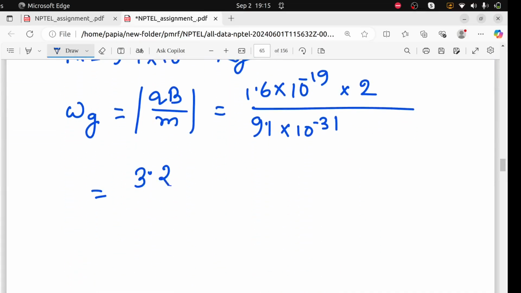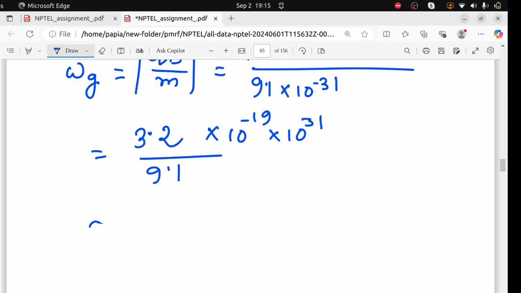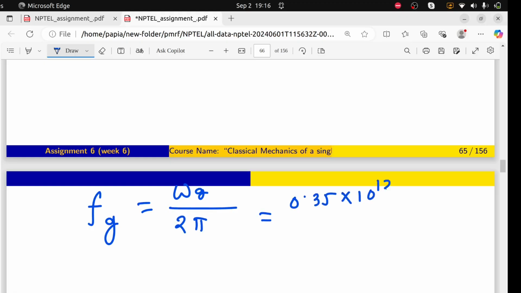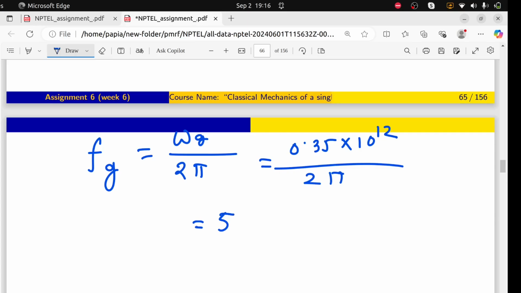So it will be 3.2 divided by 9.1, 10 to the power minus 19, 10 to the power 31. So this will be of the order of 0.35 into 10 to the power 12 radian per second as omega g we are talking. Now they are given the answer as hertz, so it is omega g by 2 pi, which is 0.35 into 10 to the power 12 divided by 2 pi, which is nothing but 5.6 into 10 to the power 10 hertz.